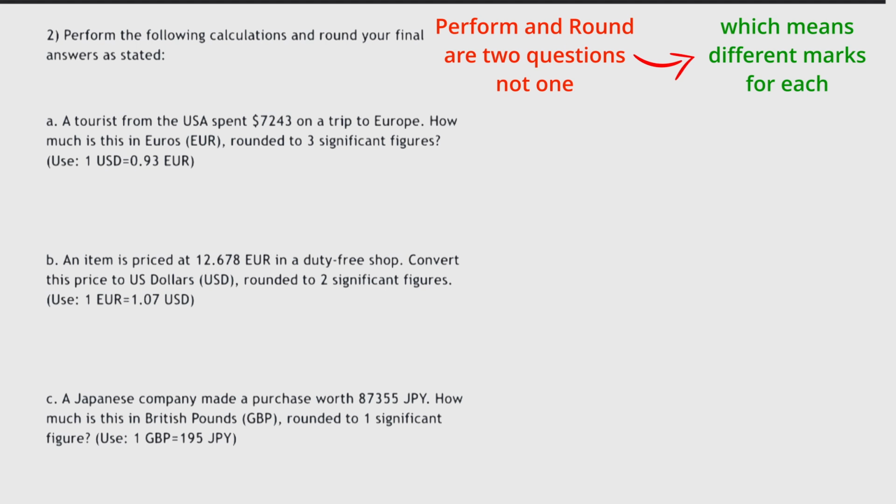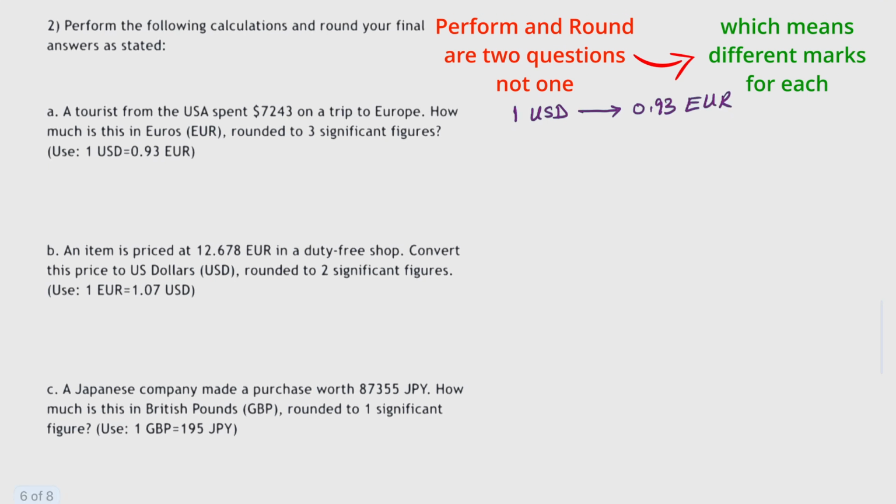So part A, for example, says a tourist from the USA spent $7,243 on a trip to Europe. How much is this in euros? Rounded to three significant figures. So first we need to convert the number into euros, and then after that we have to round it to three significant figures. Remember, 1 USD is equal to 0.93 euros. So the question specified the conversion rate. Now we're going to use this rate. So what we have is the following. We have 1 USD will give me 0.93 euros. So in this case now, we have $7,243.